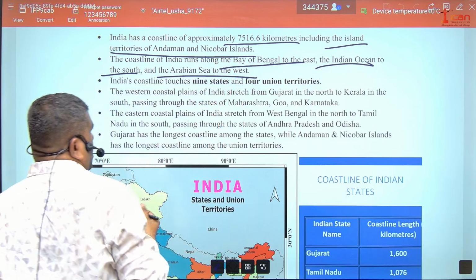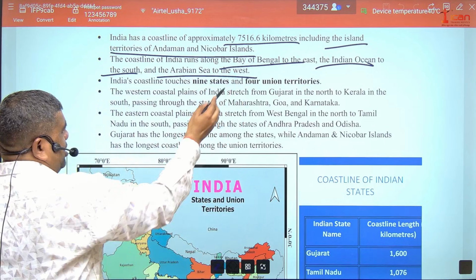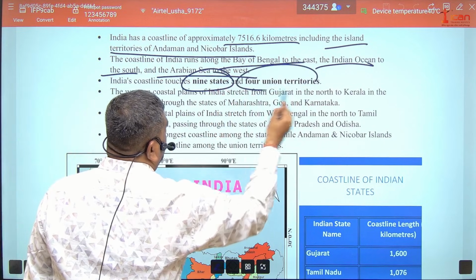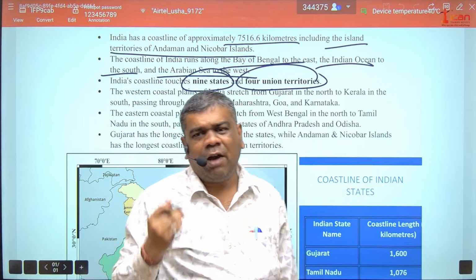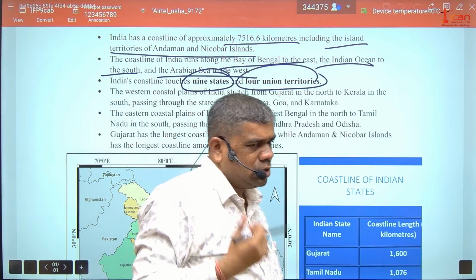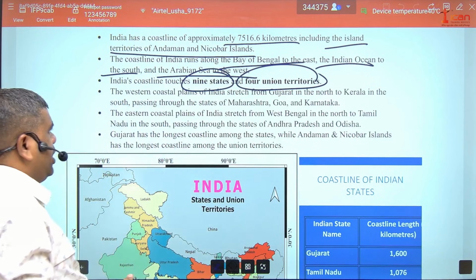Now what happens is, India's coastline touches 9 states and 4 union territories. So 9 states and 4 union territories have a coastline. They have a coastline, so they have direct access to the sea, right?